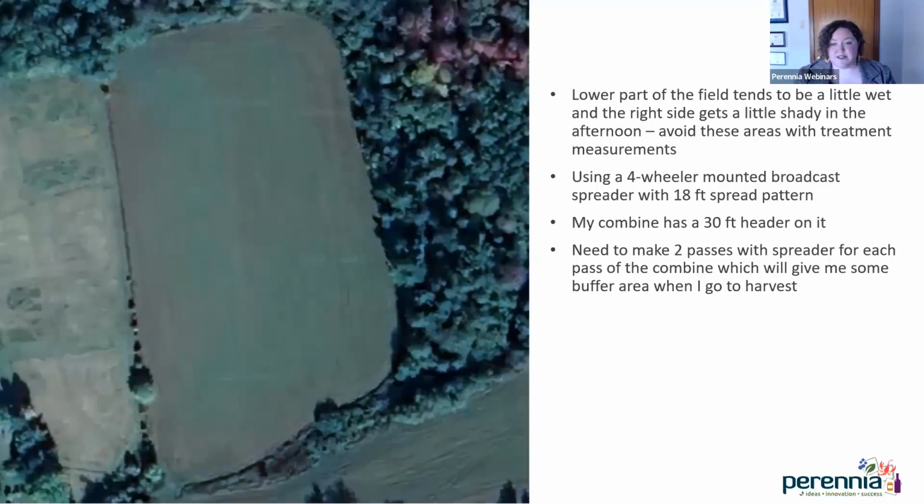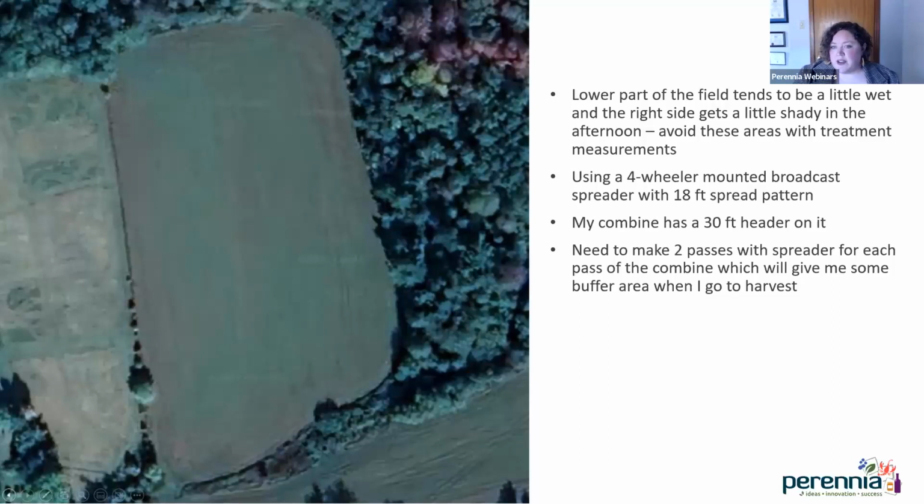So for my specific field, I know that the lower part of the field tends to be a little wet, so I want to avoid that with my treatments. And also the right side along the tree line gets a little shady in the afternoon. So I want to think about that when I'm collecting data, and hopefully I can keep my treatments away from that so that it's not influencing the data.